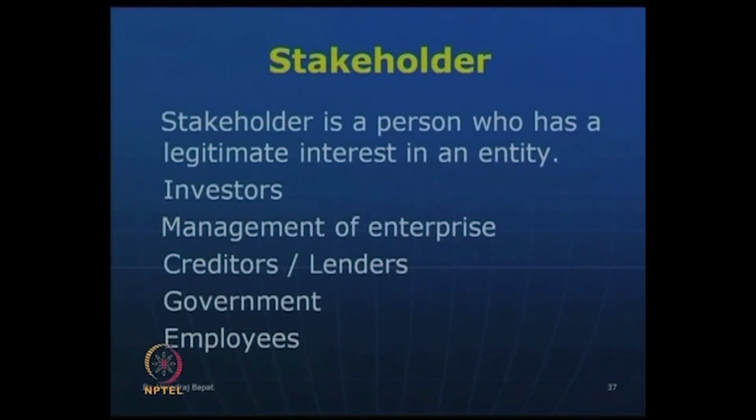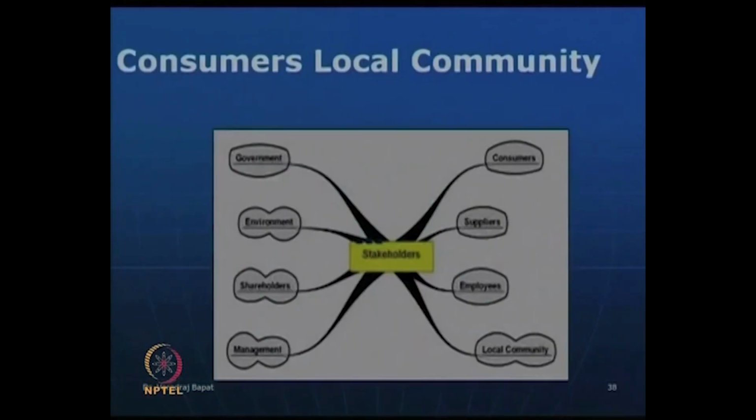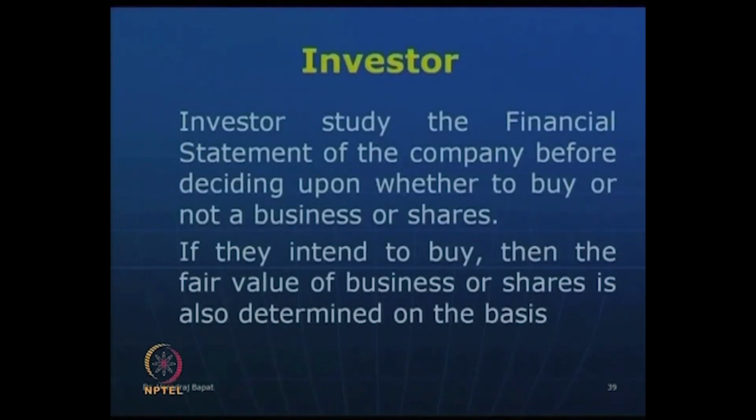You have investors as major stakeholders, then management, creditors, government, employees. So, for any business organization, you have a variety of stakeholders as you can see in this chart. Now, the most important stakeholders are the investors because they are the owners of the company. So, they have every right to know what is happening in the company, and not only the current shareholders, even the prospective shareholders who may want to buy shares in your company are also included in this group of owners.